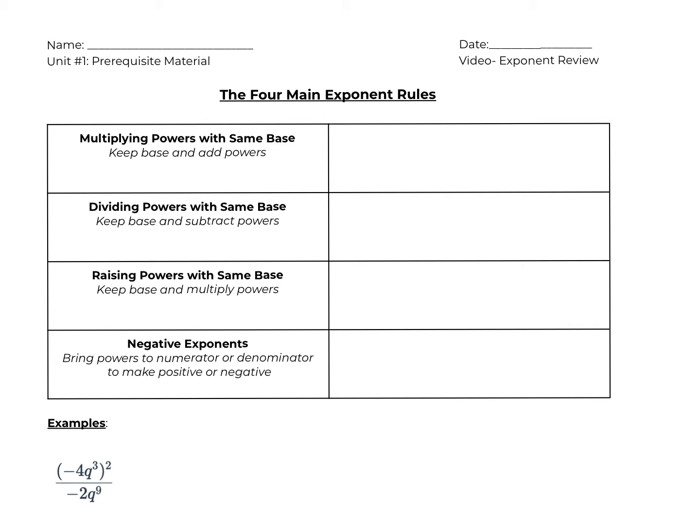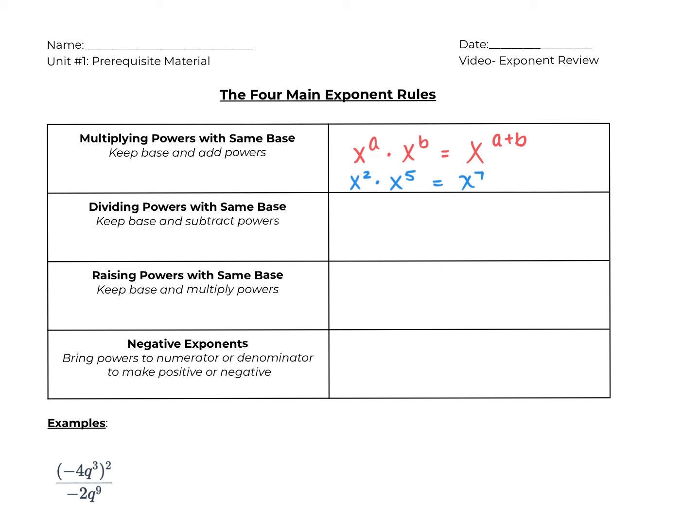Everyone, in today's lesson we're going to review our four main exponent rules. The first rule is when we multiply powers with the same base. What this looks like in symbol form: if we have x to the a power times x to the b power, that will simply become x to the a plus b. For an example with numbers, x squared times x to the fifth. We add them and we get x to the seventh.